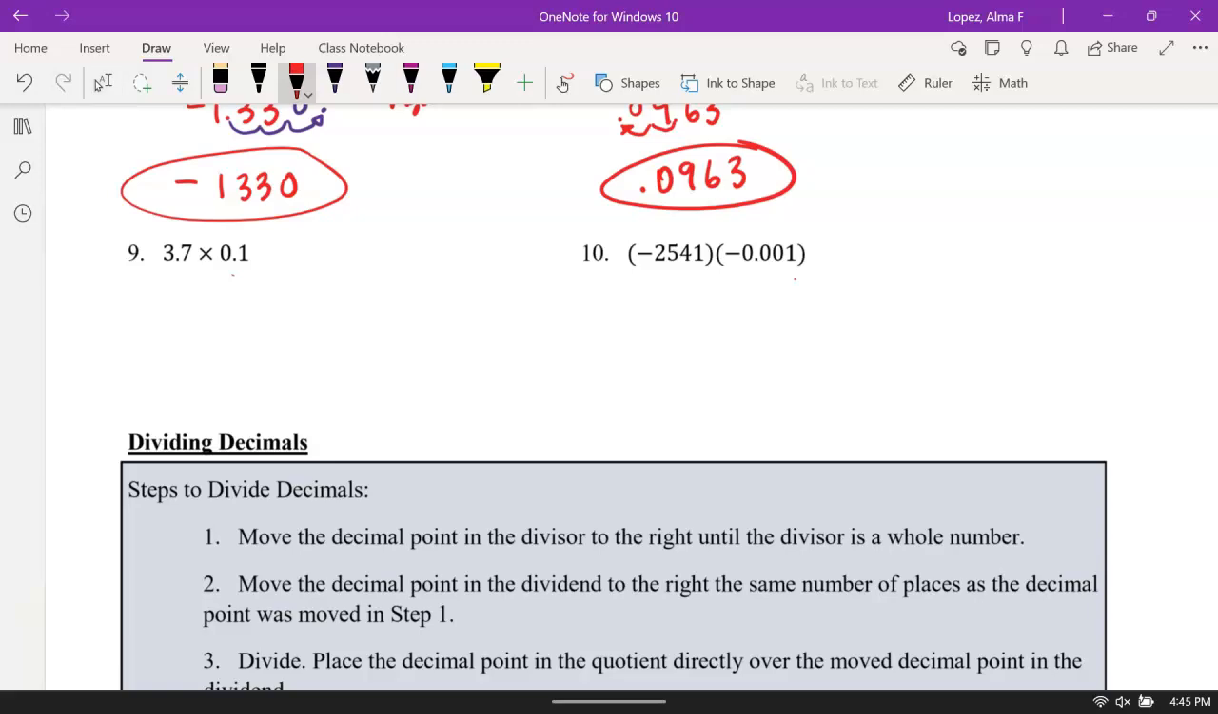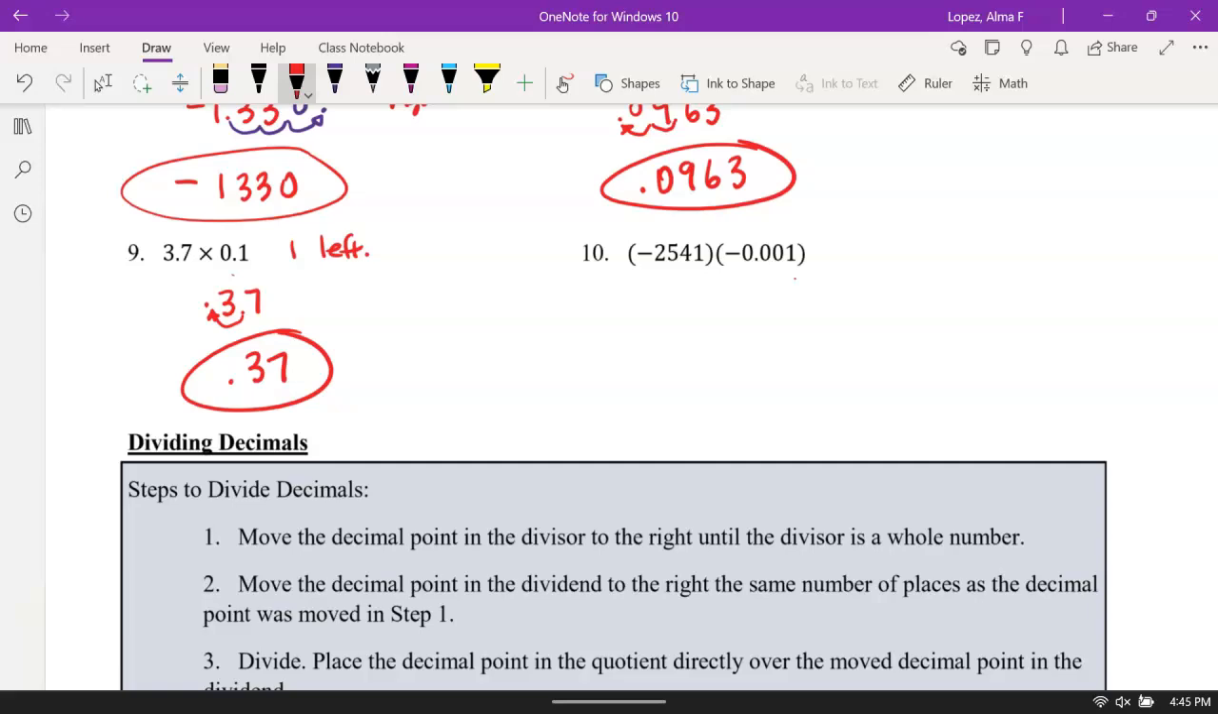I'm multiplying it by 1/10. So I need to move it 1 to the left. 1/10 means 1 movement to the left to make it smaller. So if I have 3.7, I'm going to move the decimal 1 place to the left. That's where my new decimal goes. So the answer will be 0.37.